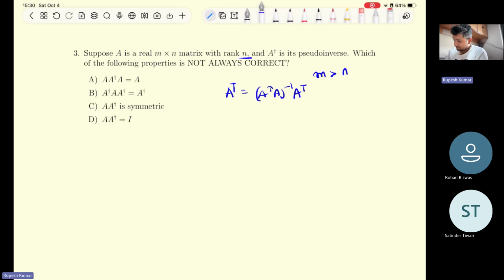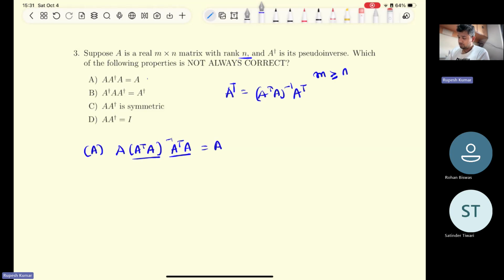So let's try out option A. It says A A dagger A is greater than or equal to N, right? Equal to also we can consider. You can also consider equal to, in that case, it will become an inverse if it's full rank, right? Which is full rank, yeah. So it becomes A into (A transpose A) whole inverse A transpose A. Now you have this term. So (A transpose A) whole inverse into A transpose A will be identity. And this eventually will become A. So this will be true always, right?